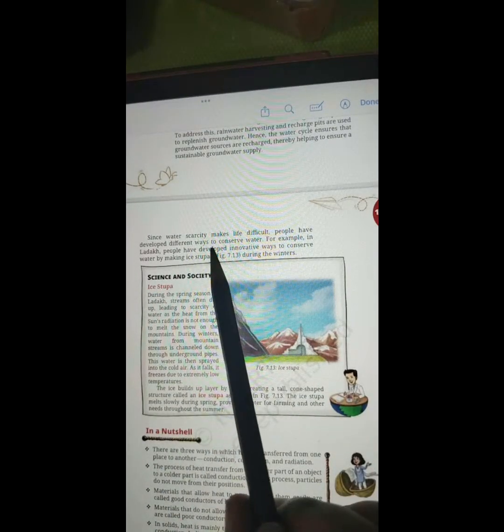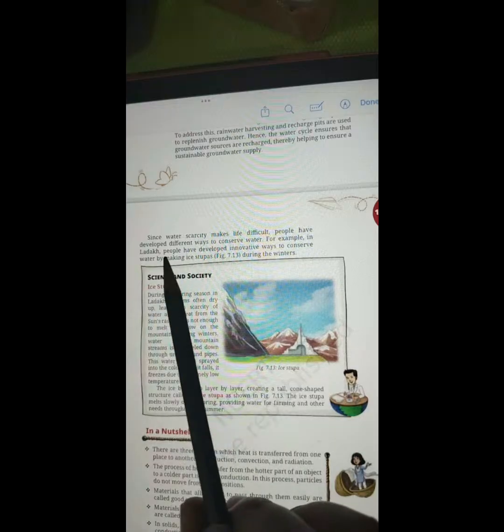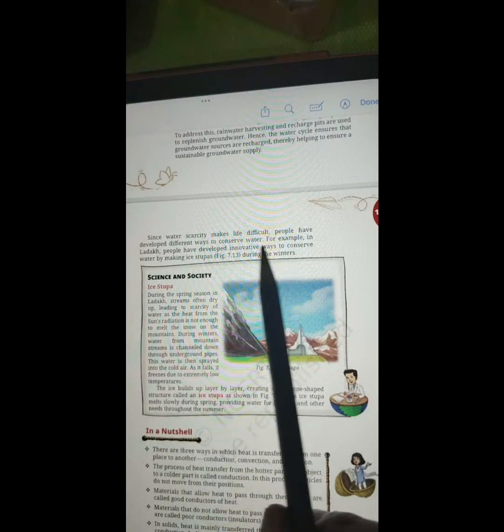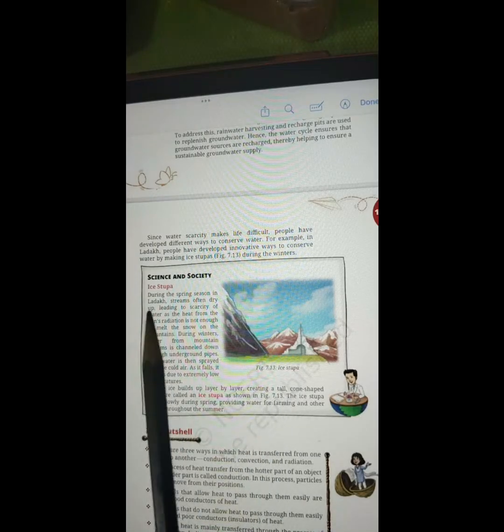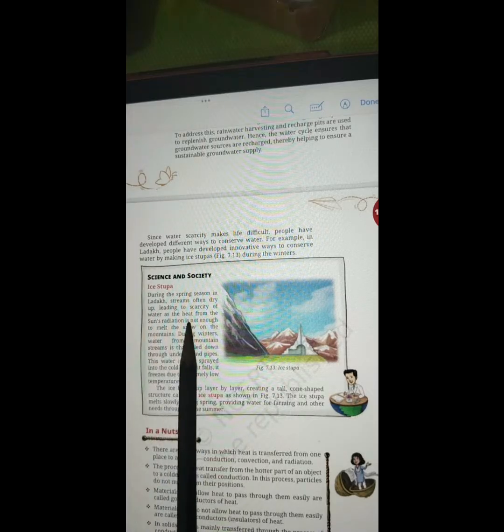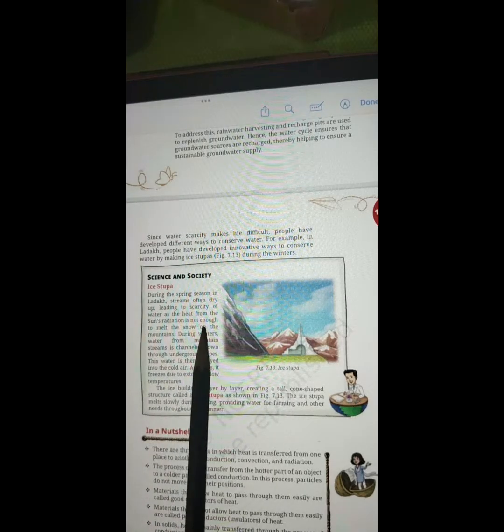Since water scarcity makes life difficult, people have developed different ways to conserve water. For example, in Ladakh, people have developed innovative ways to conserve water by making ice stupas, as seen in figure 7.13, during the winters. Science and Society: the ice stupa. During the spring season in Ladakh, streams often dry up, leading to scarcity of water as the heat from the sun's radiation is not enough to melt the snow on the mountains.